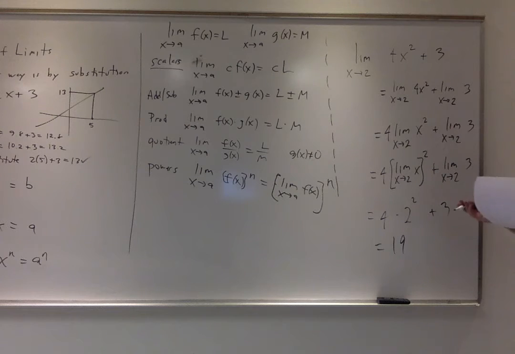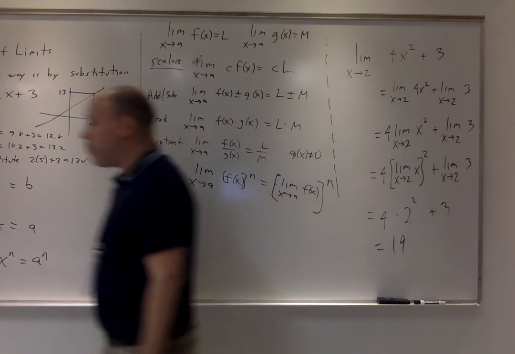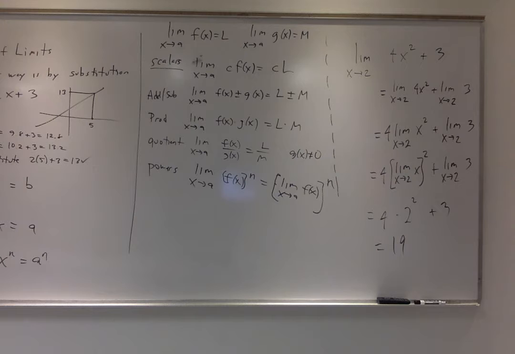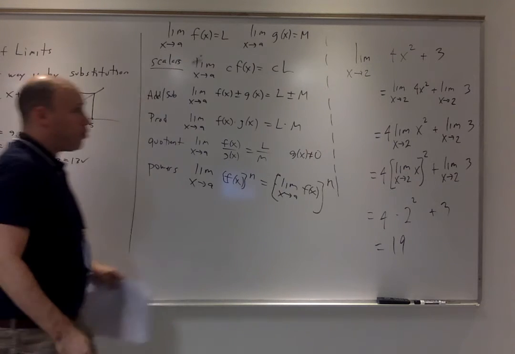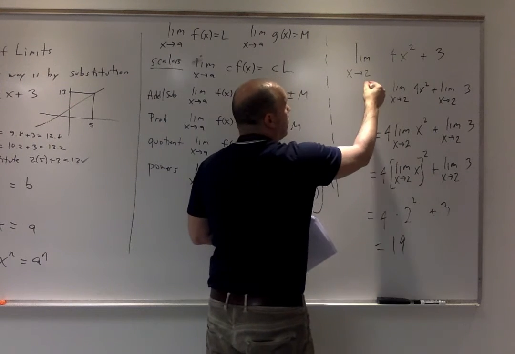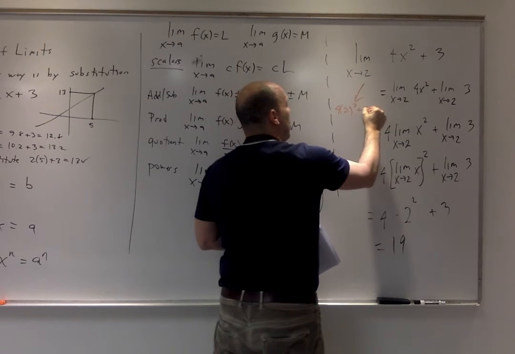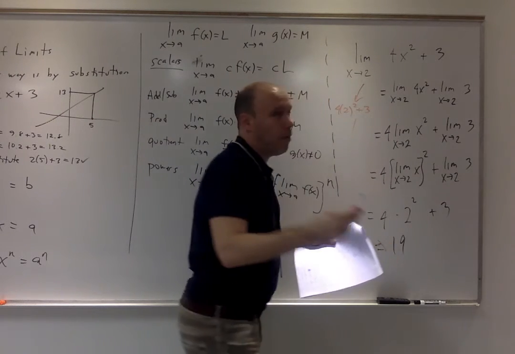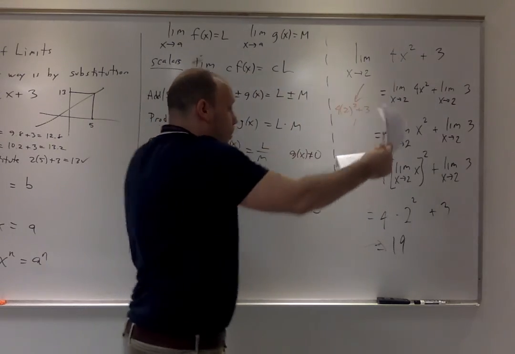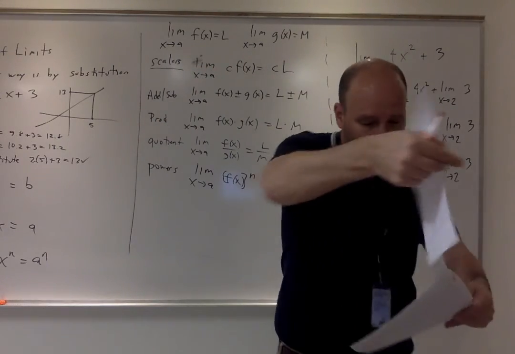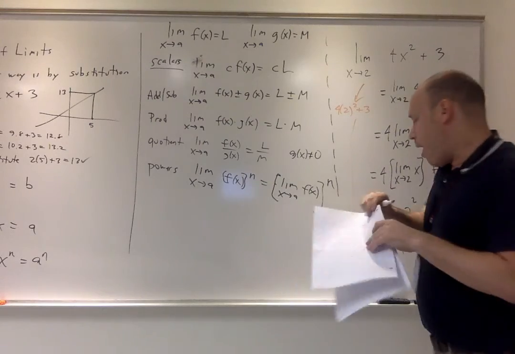Or you can say, Mr. Adler, why did you make us do all that? And I'm going to say, oh, because you have to do the old school way. All you could have done was just plugged it right in. 4 times 2 squared plus 3 equals 19. But these are the limit rules, if you have to sit in a college class, okay.